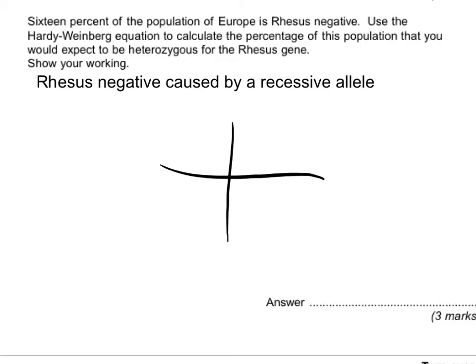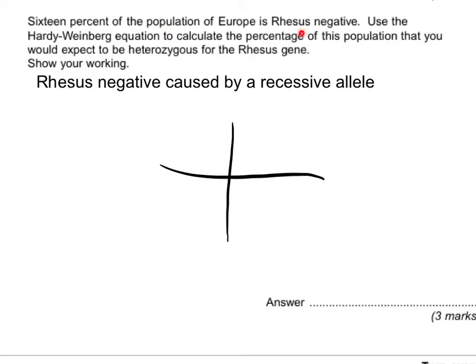Okay, this is a question from Jan 11, Biol 4, in this Hardy-Weinberg question. Now, before we start, previous to this part of the question that we're interested in, there was some information telling you that rhesus negative is caused by a recessive allele. So let's look at the question.